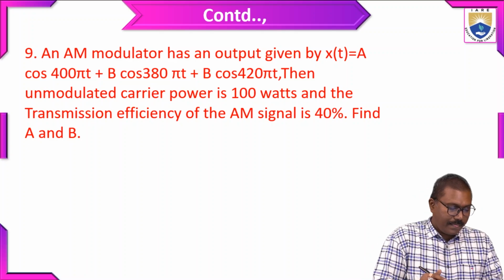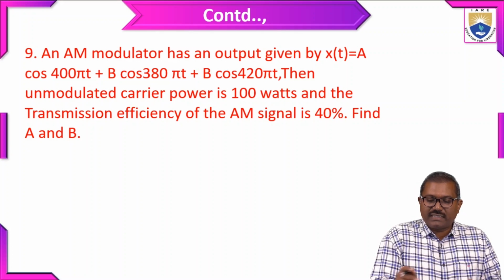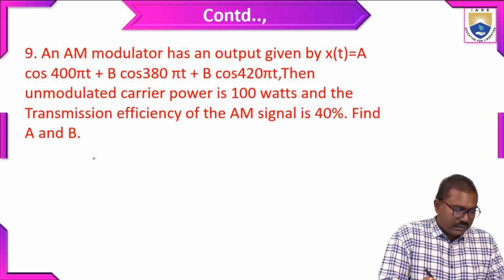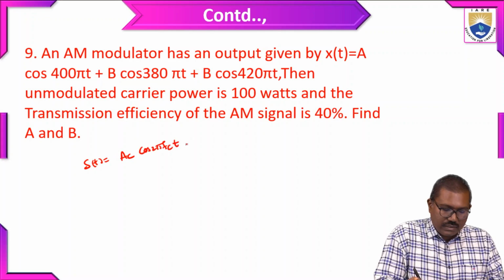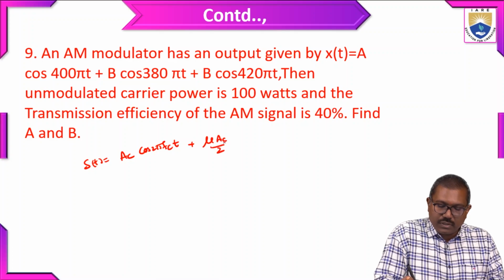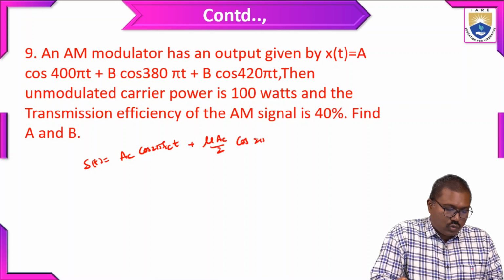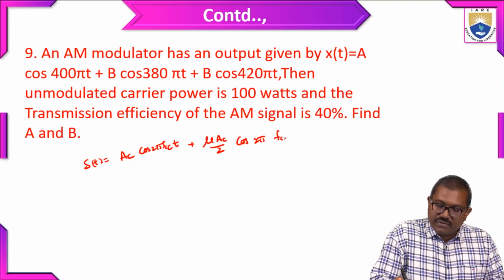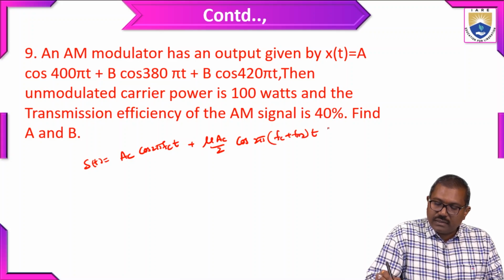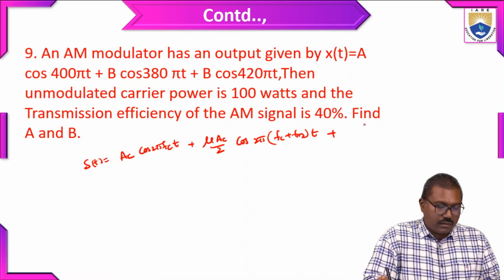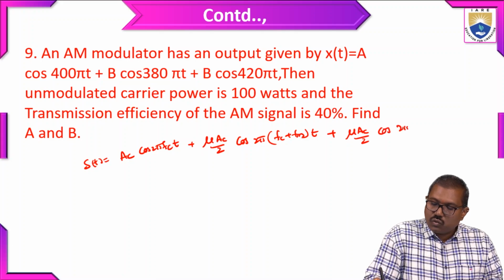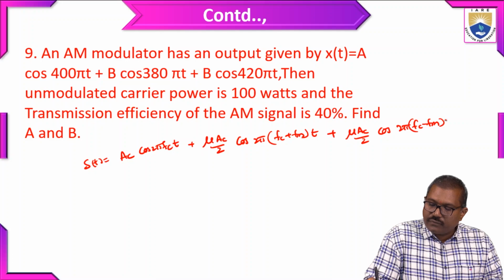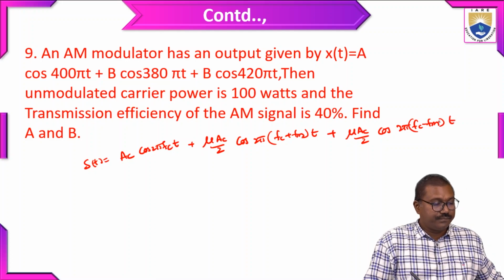Here, comparing this x of t with the standard equation, s of t is equal to Ac cos 2 pi fc t plus mu Ac by 2 cos 2 pi (fc plus fm) t plus mu Ac by 2 cos 2 pi (fc minus fm) into t.